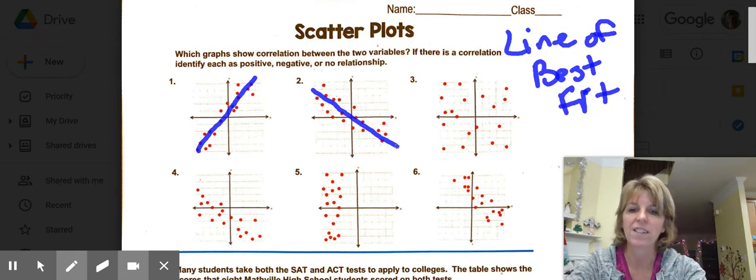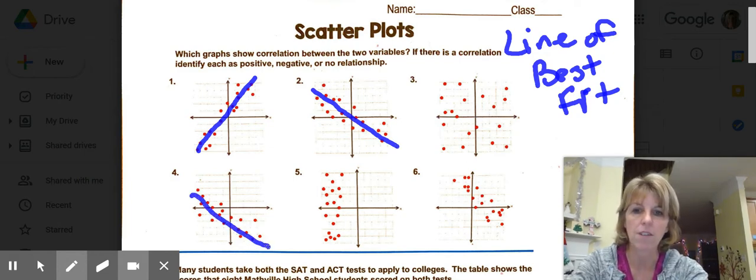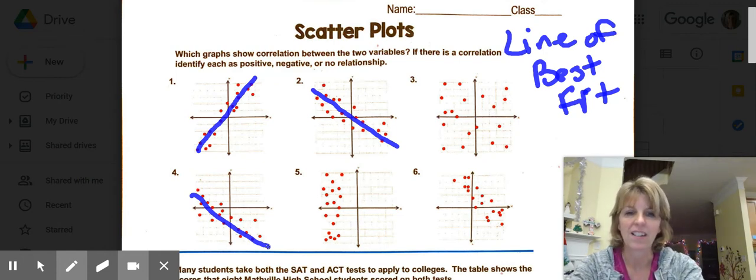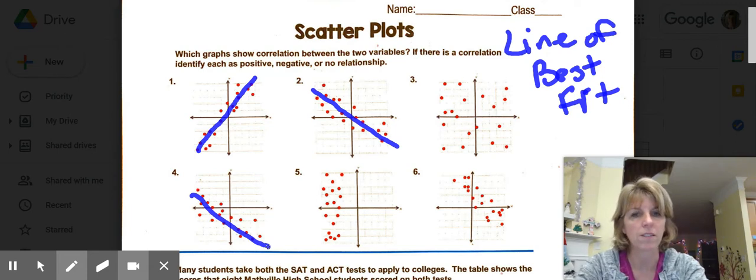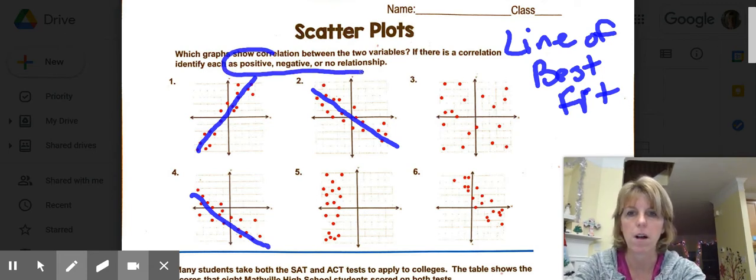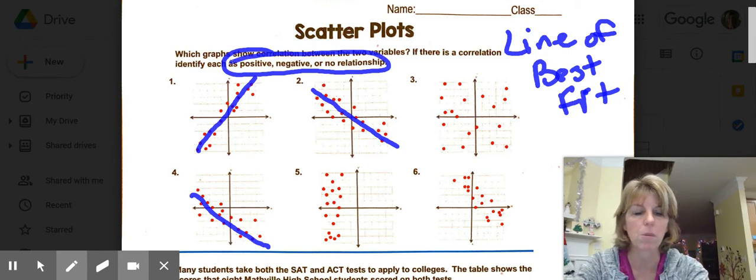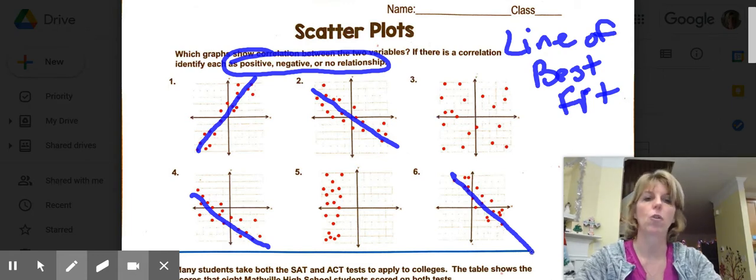Number four, you draw your line and see which way it goes. Try and draw your line right through the middle, so you get half the dots on one side, half on the other side. That would be a negative correlation. Number five, what do you think? No correlation. We say there's no undefined. It's either positive, negative, or no. These are your choices right here. Positive, negative, or no relationship at all. And number six would be a negative correlation.